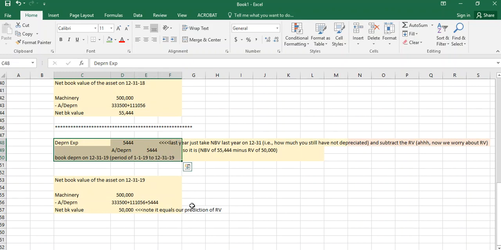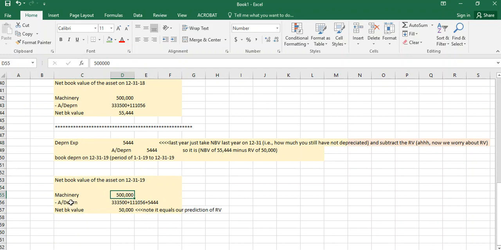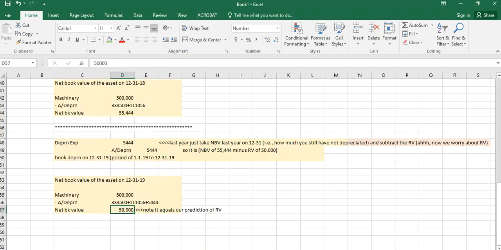You notice that depreciation has dropped to almost nothing. That's one of the characteristics of double declining balance: a lot at the beginning, very little at the end. Let's go ahead and update net book value. We have, again, historical cost of 500,000. Accumulated depreciation, there's 3 years' worth. There's year 1, 2, 3, and it leaves you with a net book value of $50,000. You will also note $50,000 happens to be our residual value. So that's the value that this asset on our books will not go below.